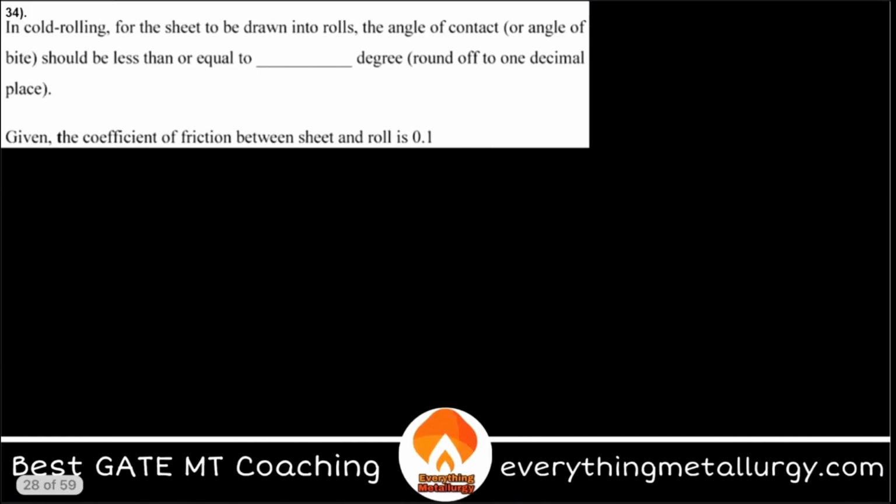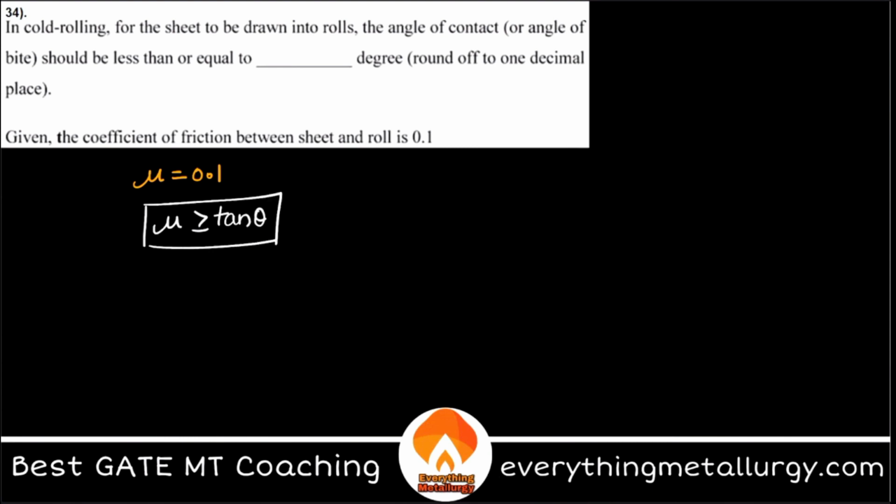Now the next question: in cold rolling, for a sheet to be drawn into rolls, the angle of contact or the angle of bite should be less than or equal to what degree? So the given value is the coefficient of friction, 0.1. So mu is 0.1. And in rolling, one important condition is mu should be greater than or equal to tan theta. Here this theta is nothing but your angle of bite or angle of contact. And what is mu here?